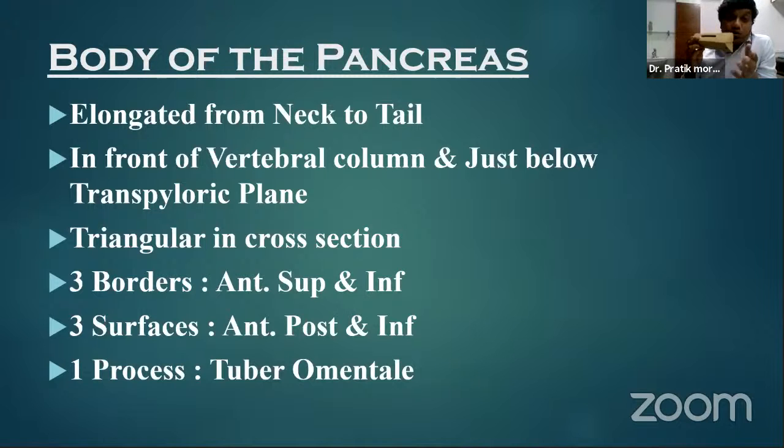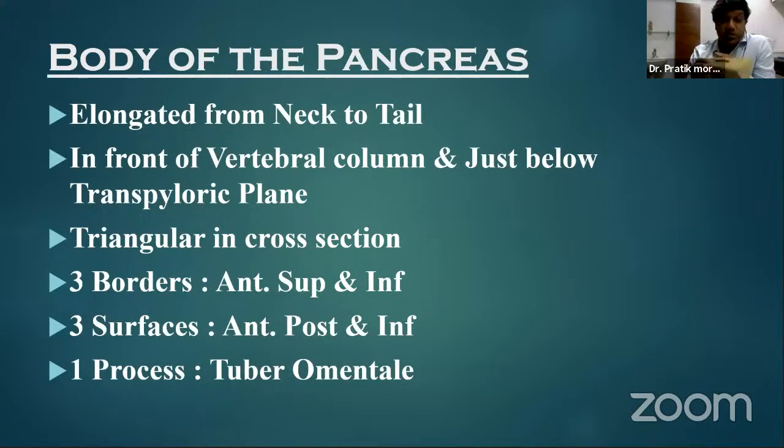Okay, so your body of the pancreas is like this. It is triangular in cut section. If we cut it and see, the body part is triangular. Okay, when we say triangular, what will come? There will be 3 borders and 3 surfaces. Simple, right? The 3 borders are: one border is this, one is this and one is this.